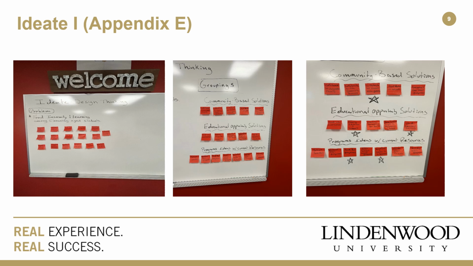The pictures provided illustrate the process. The first picture shows the original ideas generated during the brainstorming. The second shows the groupings, and the third highlights the top solutions selected for prototyping, marked with stars.